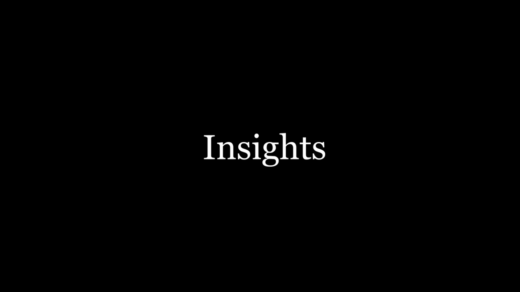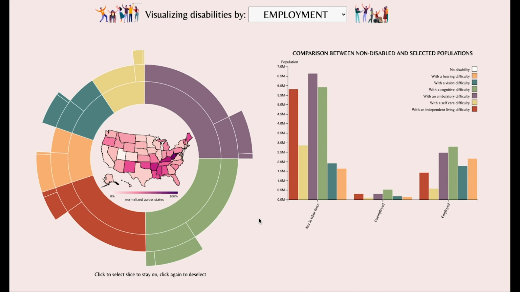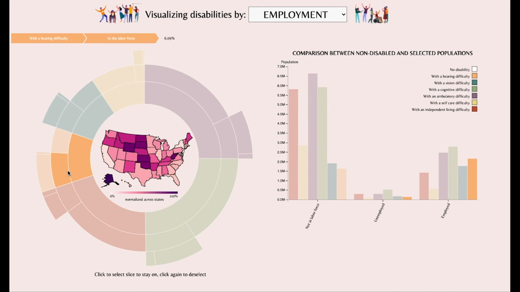With all of the possible interactions explained, let's look into some interesting insights. To explore how state disability employment rates differ, we can look at the sunburst with the map. States like Alaska, Wyoming, South Dakota employ significantly more people with hearing difficulty as compared to all other states, as you can see from the color intensity. Relevant parties can further explore the reasons behind this insight.